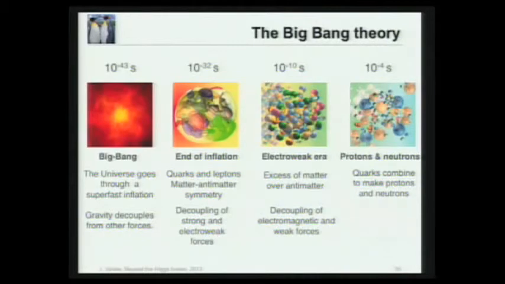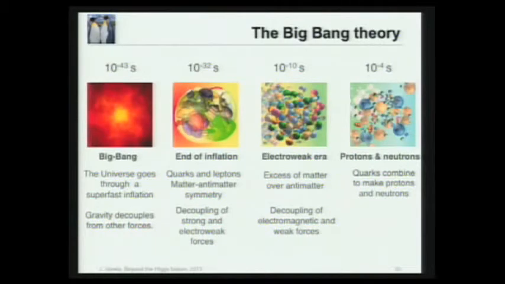At that point we have already an excess of matter over antimatter. So matter has already annihilated with antimatter, leaving this excess. Whatever physics justifies this, we think it's beyond the point of electroweak unification. And so at this point we have the decoupling of electromagnetic and weak forces. Then later, at 10 to the minus 4 seconds, we have protons and neutrons. So the quarks combine to make protons and neutrons.